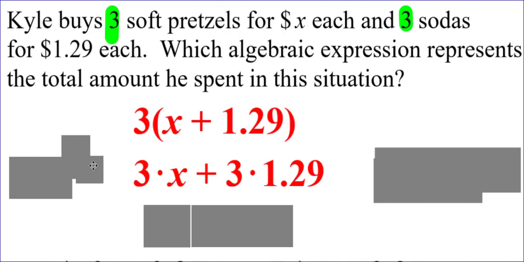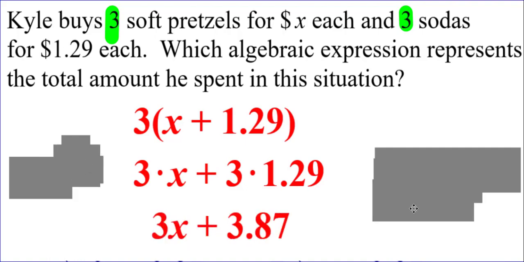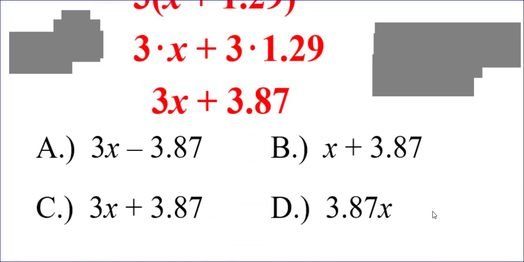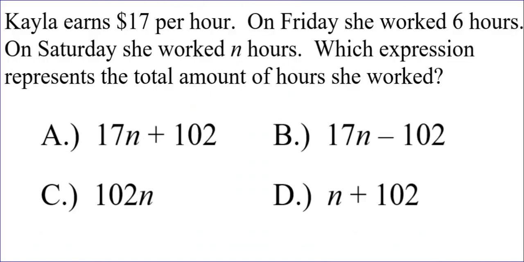Speaking of which, that addition would come straight down. 3 times x is 3x. 3 times $1.29 is $3.87. Now, we don't know what x is. We can't go any further. But from here, we can see that choice C would have been the correct answer. Let's look at another example.